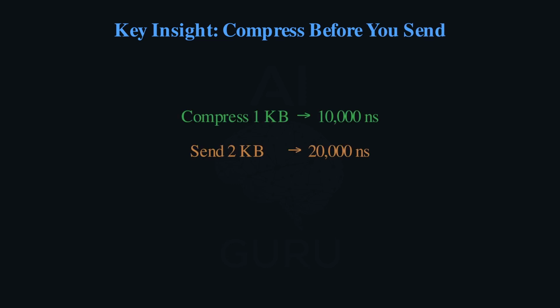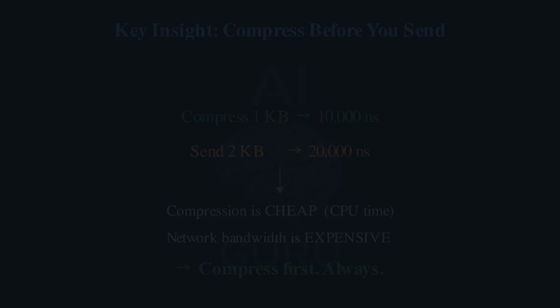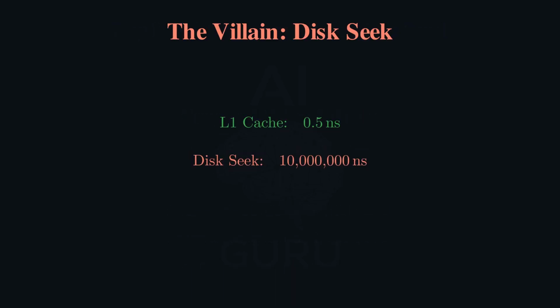And that leads to one of the huge takeaways from this chart. Compressing data before you send it is almost always a win, right? You're trading a cheap resource, CPU time, to save an expensive one, network bandwidth. That's a great rule of thumb. But the real villain of this whole chart seems to be the disk.